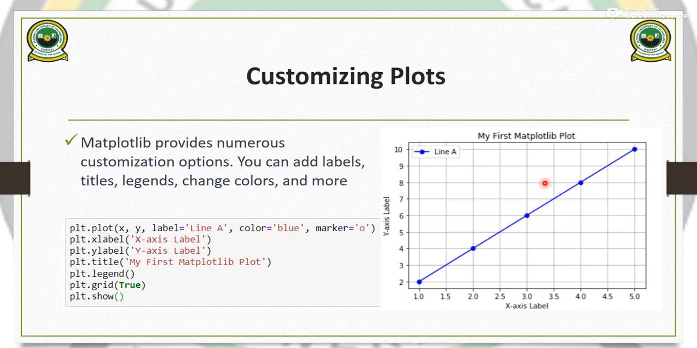Okay, now if we want to customize the plots, matplotlib also provides us numerous customization options such that we can add labels, titles, legends, change the colors of the plots, and much more. So for us to be able to do that, we are going to look at this.